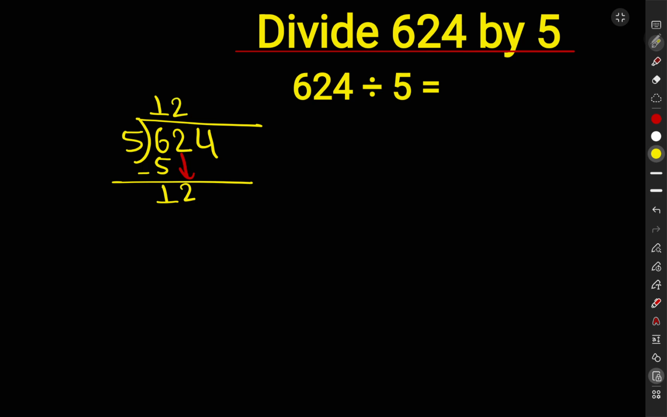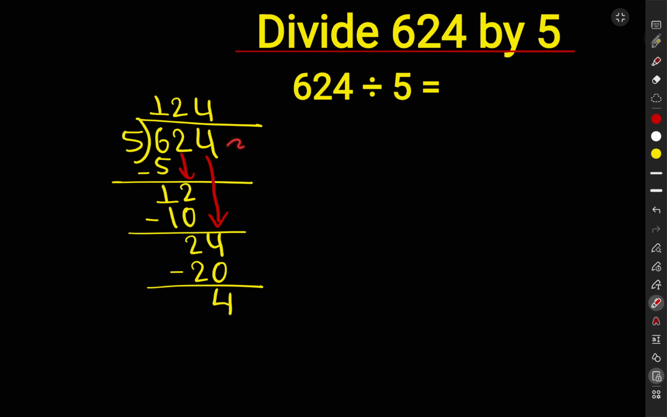So 5 times 2 is 10. On subtracting we get 2. So again we put down this 4 and it is 24. 5 times 4 is 20. On subtracting we get 4.